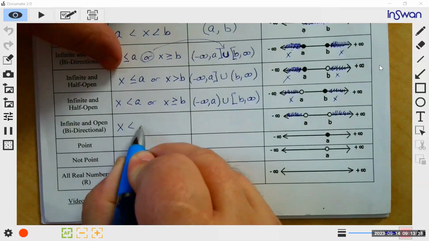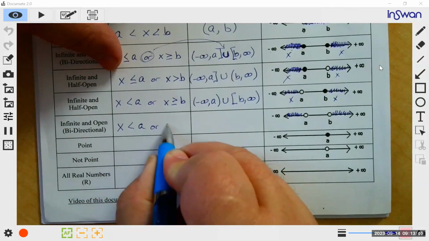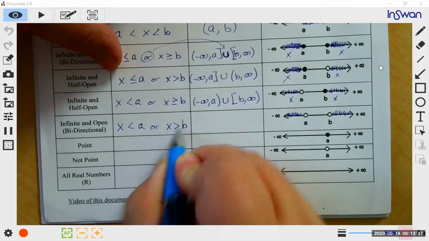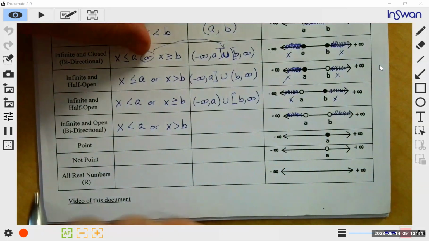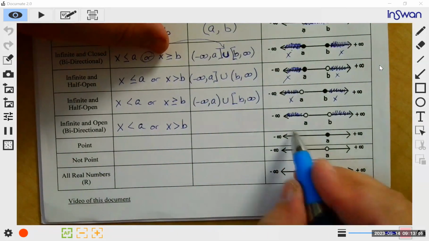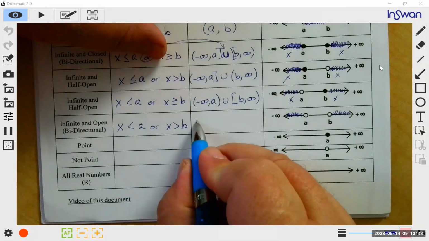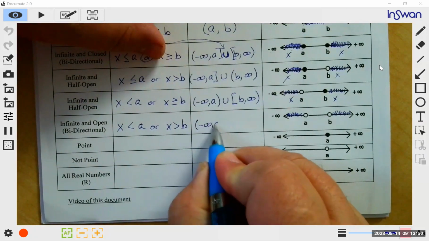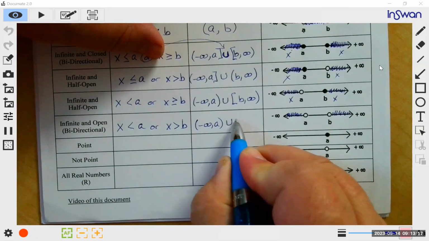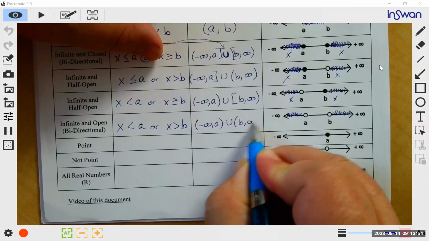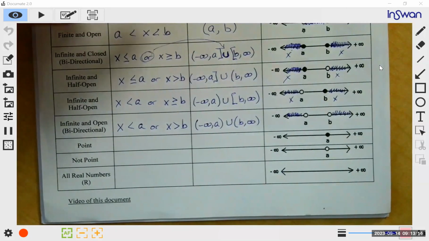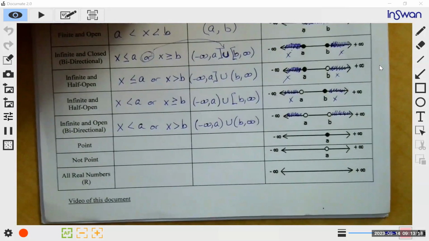X is strictly less than A, or X is strictly greater than B. I cannot use A or B. They're both open. So it's negative infinity to A union with B to positive infinity. I can't use the endpoints. Those are pretty easy.